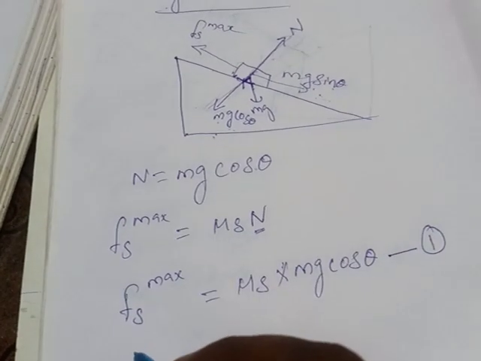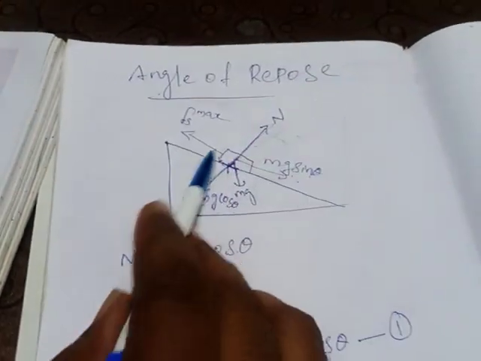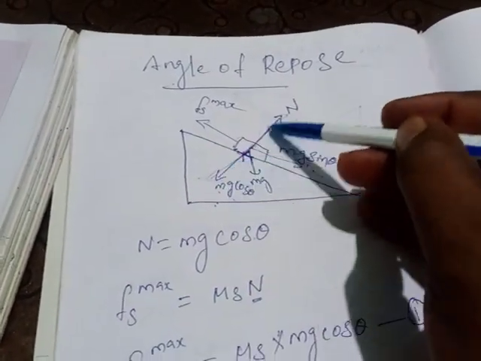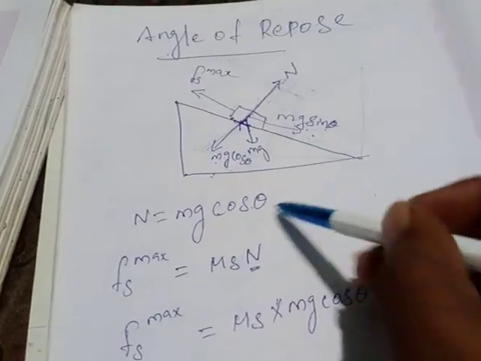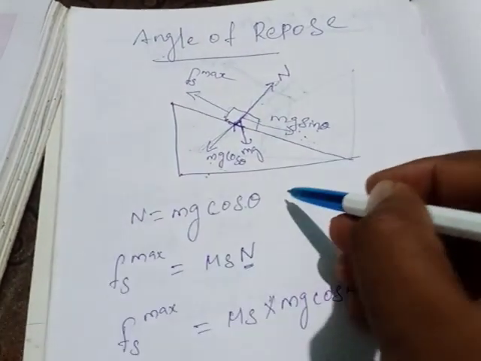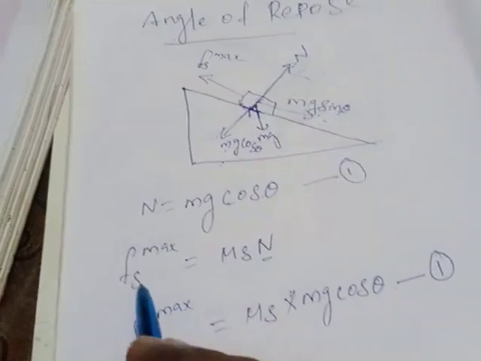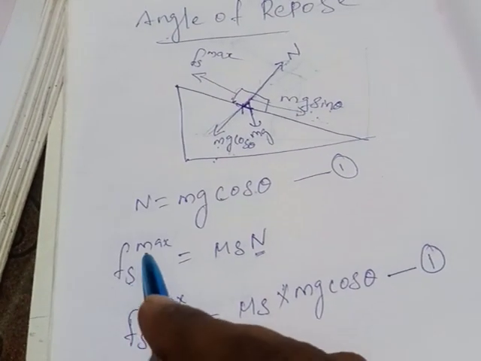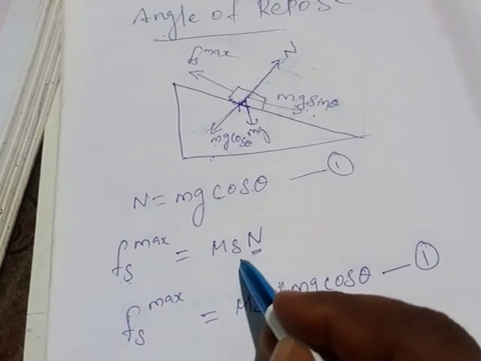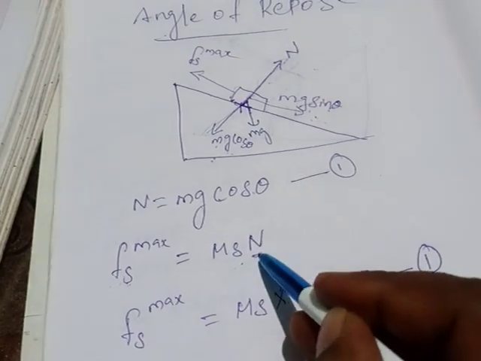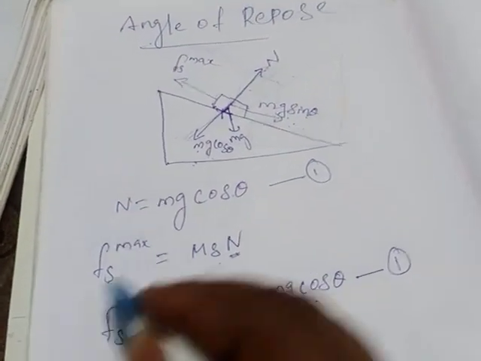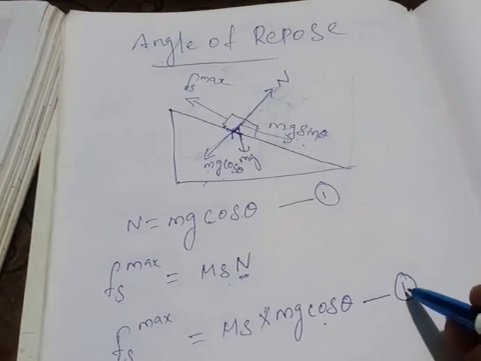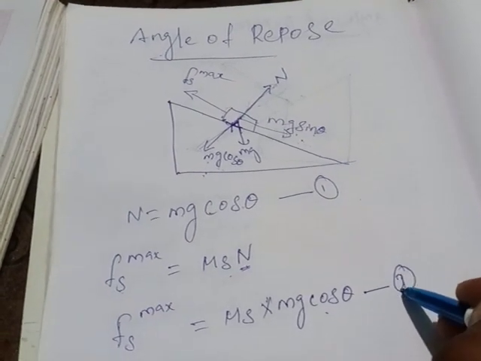Next, we take the equation from this direction: N is equal to mg cos theta. Keep this as equation 1. And we know the frictional force formula Fs maximum is equal to mu s N. Instead of N, I am using mg cos theta, that is what I did. So you can keep this as equation 2.